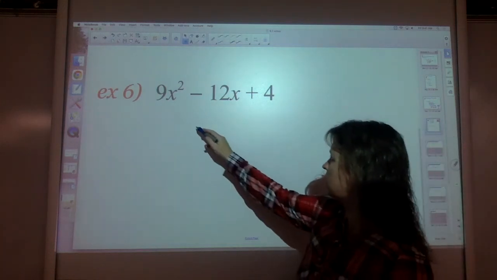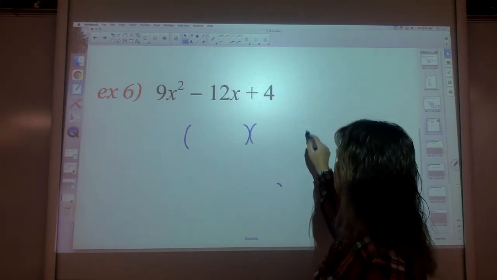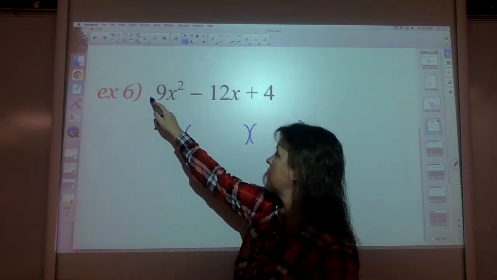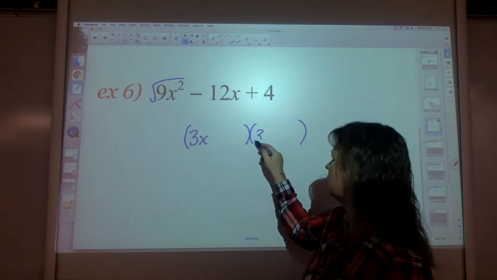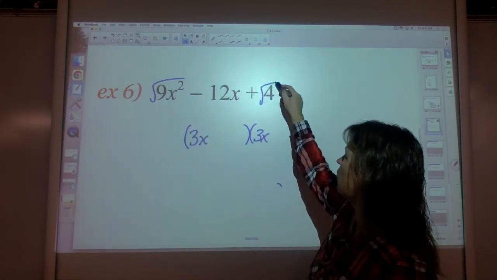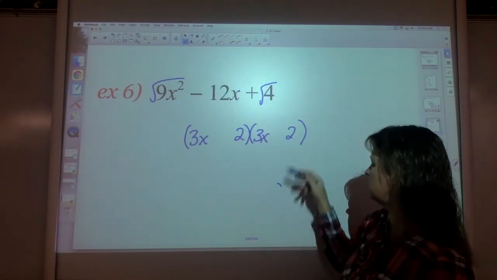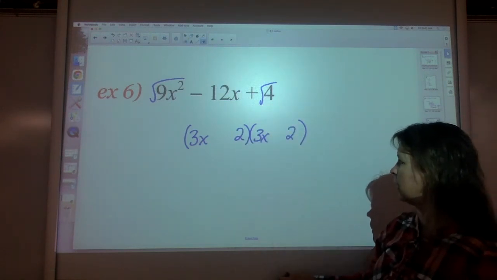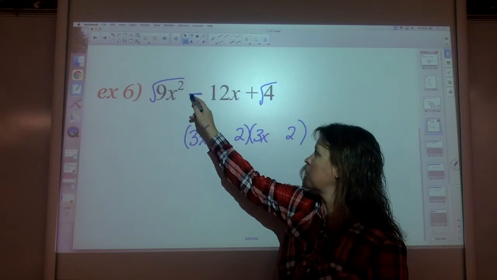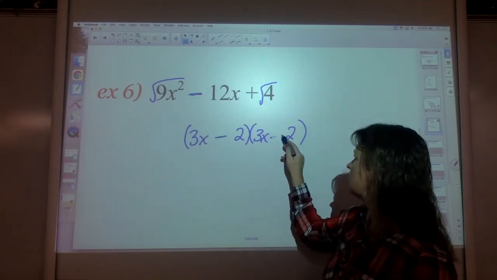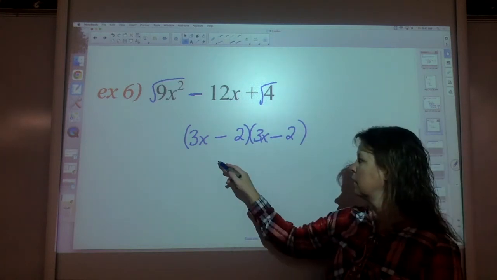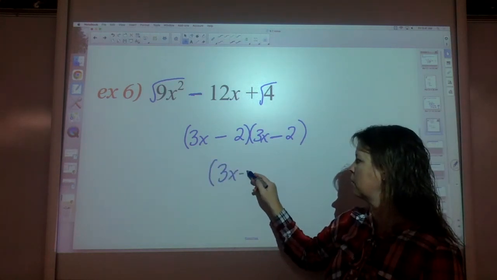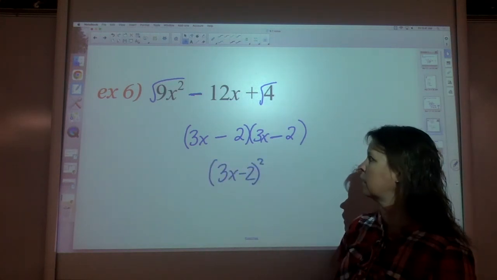We know we need two parentheses. We know this is a perfect square. 9x squared breaks into 3x and 3x. We know that 4 is a perfect square, becomes 2 and 2. We just need to look at that middle number and make sure we have a negative on both of them. Final answer, 3x minus 2 squared.